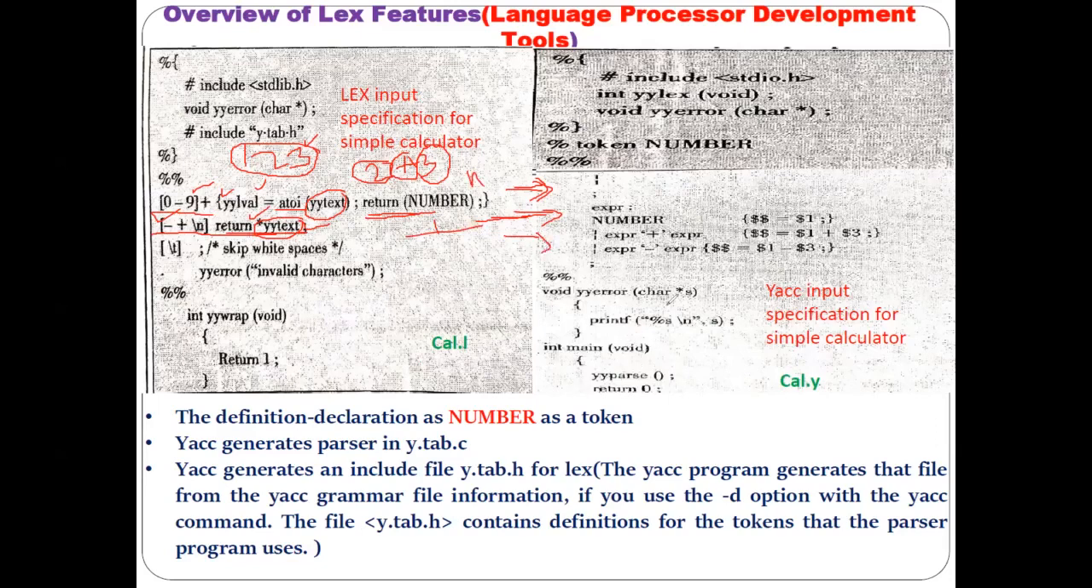That is the reason I said each phase depends on another. If this Yak program does not get the tokens, will this Yak program be able to proceed? No. Only when it gets the tokens can it proceed. And who is doing the work of sending these tokens? Your Lex program. Understood?